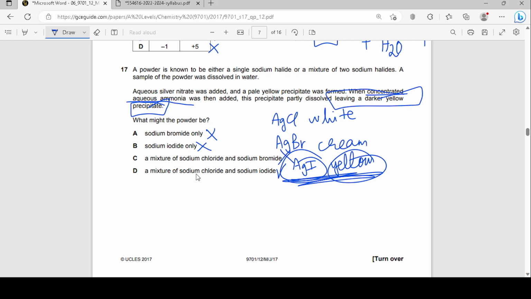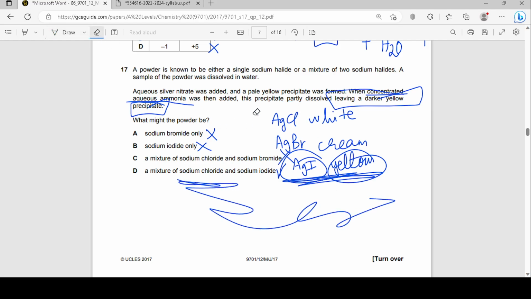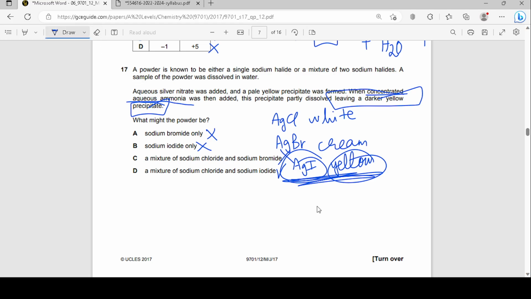There's a mixture of sodium chloride and sodium iodide. Why am I getting this wrong? I mean silver iodide would be yellow, and silver chloride with silver iodide would be a lighter yellow. So a pale yellow precipitate was formed, and then when you added concentrated ammonia, that pale yellow precipitate partly dissolved because the silver chloride dissolved in the concentrated ammonia, right? And so you only had silver iodide left, which doesn't dissolve in concentrated aqueous ammonia.